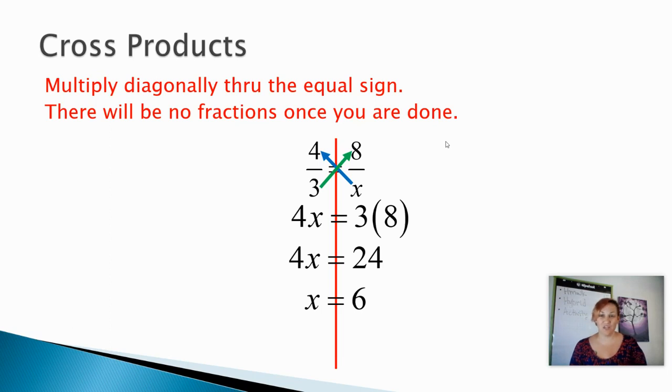Product means multiplication, so this is cross multiplying. So make sure to read the directions, and if it says to use cross products, it wants you to multiply diagonally through the equal sign and then solve for x. Make sure that you're using the right method on your homework. Make sure that you give each method a fair try before you decide which one you like best.